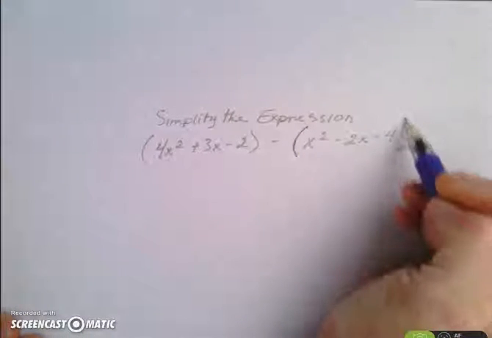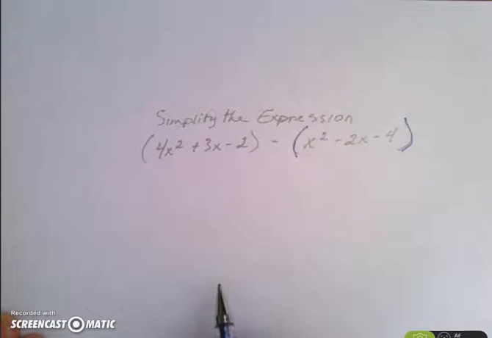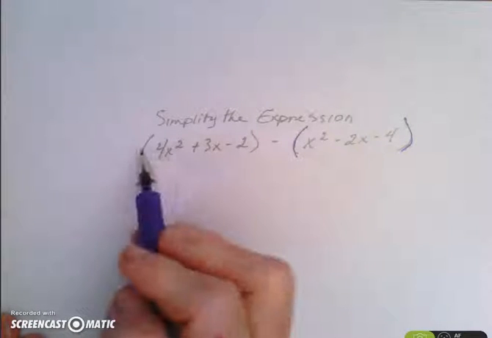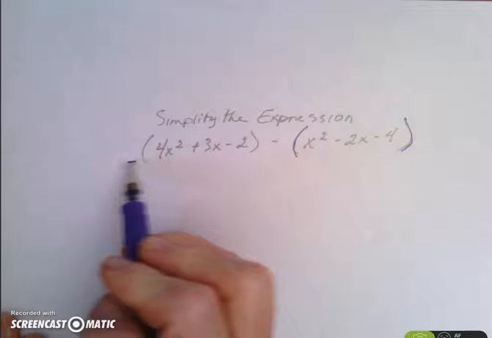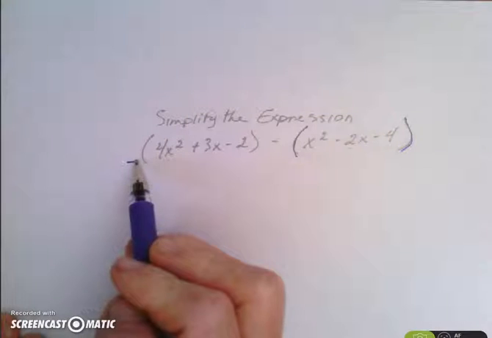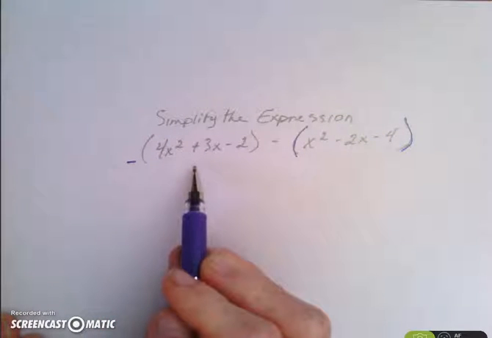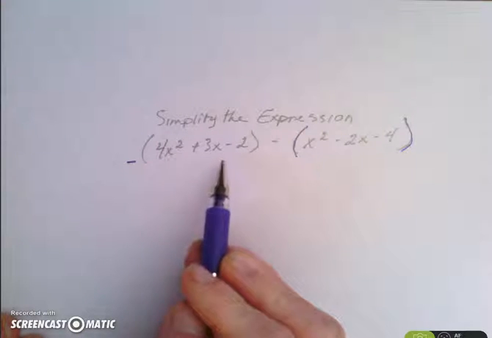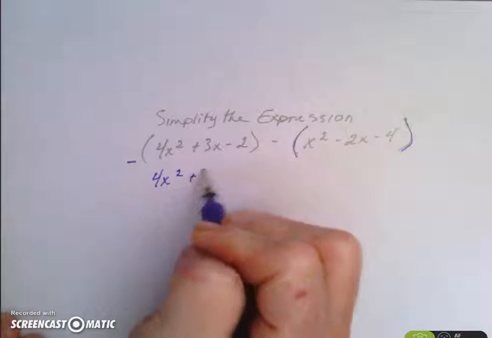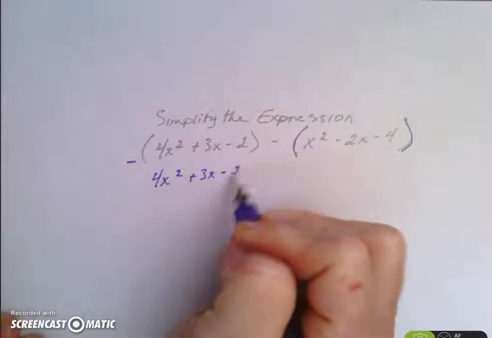trinomial from the first. And to do that, we need to first remove the parentheses. To remove the parentheses, we first need to check and see if there's anything outside of the parentheses that is being multiplied to it. For the first parenthesis, there isn't anything. So we can just rewrite this expression without parentheses. So we have 4x squared plus 3x minus 2.